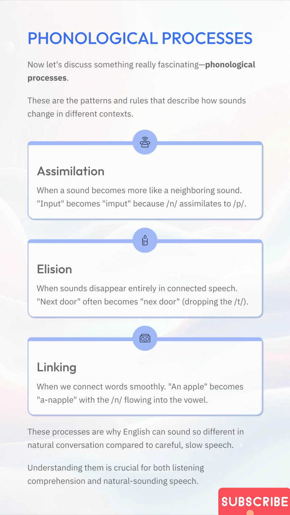Elision is when sounds disappear entirely in connected speech. Take next door. In casual speech, we often drop that t, next door. The t simply vanishes. Linking is when we connect words smoothly. An apple becomes an apple, with that N sound flowing right into the vowel. These processes are why English can sound so different in natural conversation compared to careful, slow speech. Understanding them is crucial for both listening comprehension and natural-sounding speech.